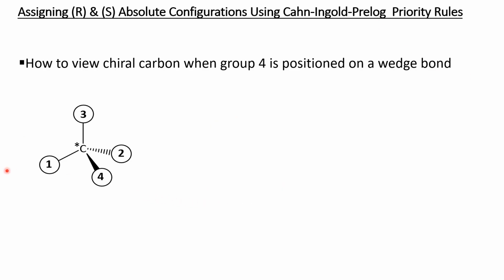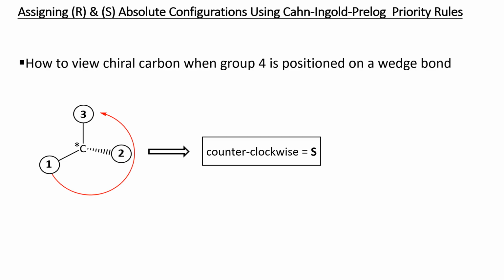There is another method to determine the absolute configuration when group 4 is placed on a wedge bond. Simply ignore group 4 and draw an arrow connecting groups 1, 2, and 3. This will result in a counterclockwise direction, giving you an S absolute configuration. Inverting this configuration will give an R as the absolute configuration for this molecule.